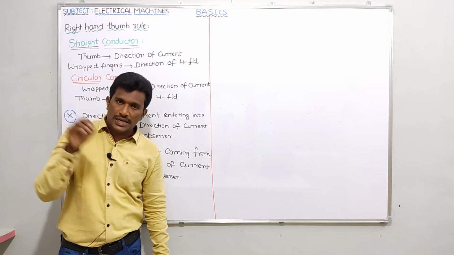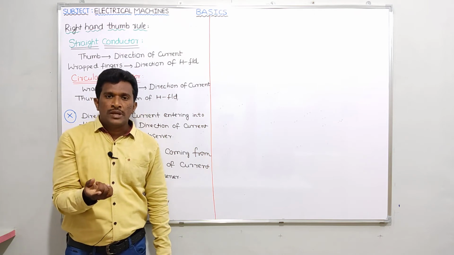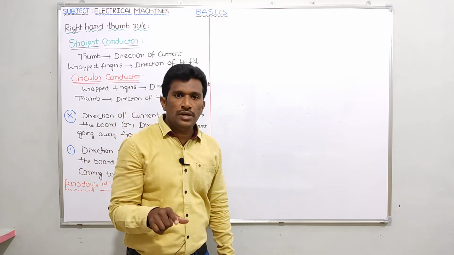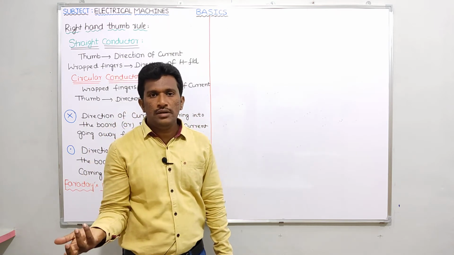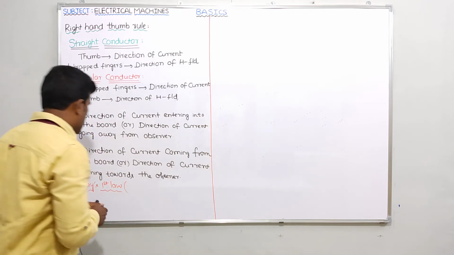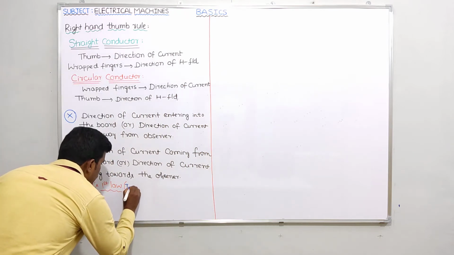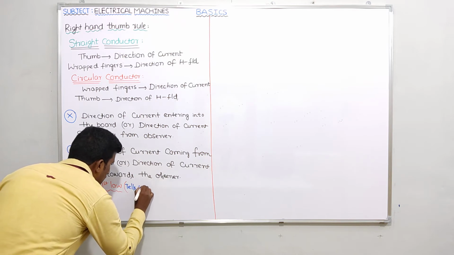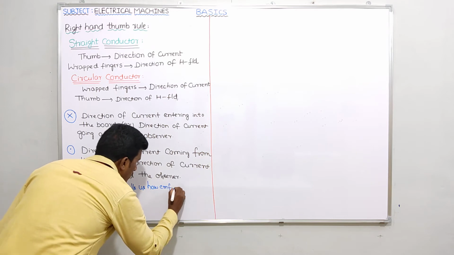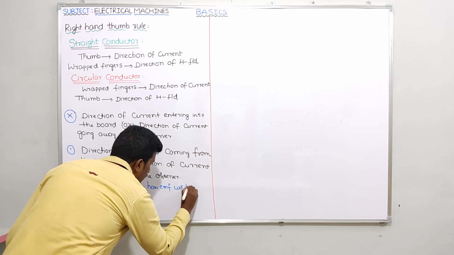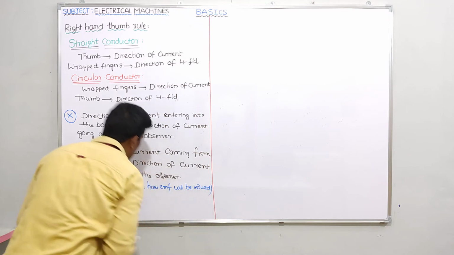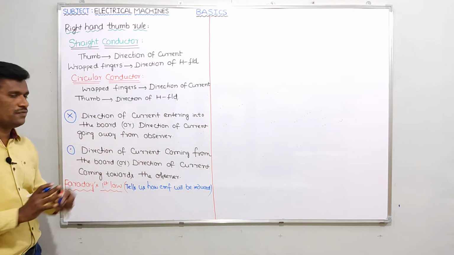EMF will be induced in a conductor if there is relative time variation (RTV) or relative space variation (RSV) between conductors and magnetic field. Very simple. Let me write here. So Faraday's first law tells us how EMF will be induced. Simply, Faraday's first law tells us how EMF will be induced.